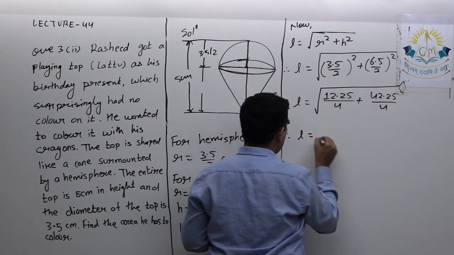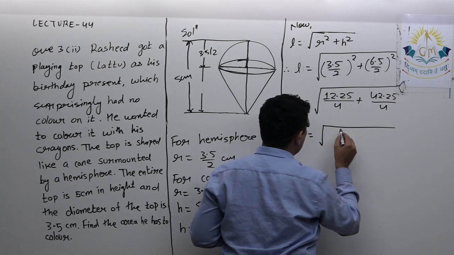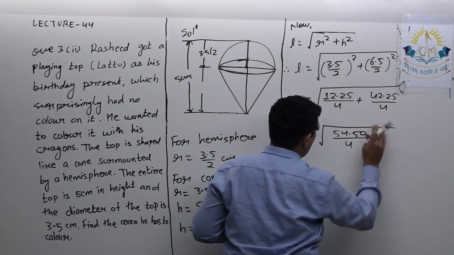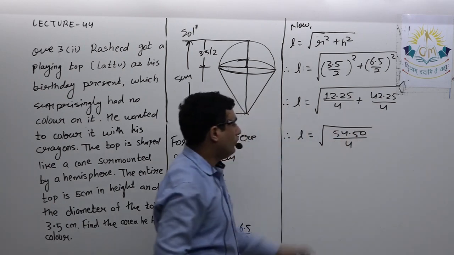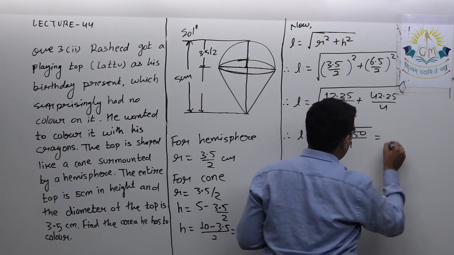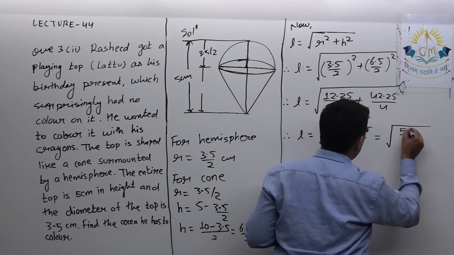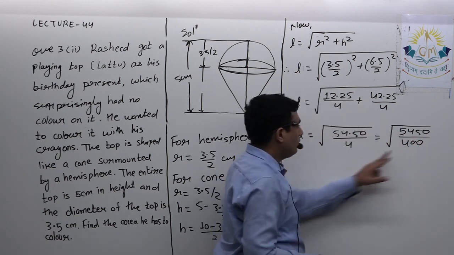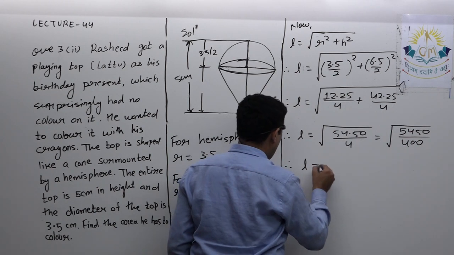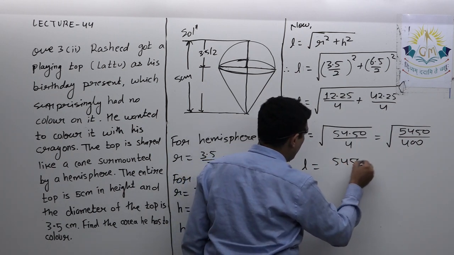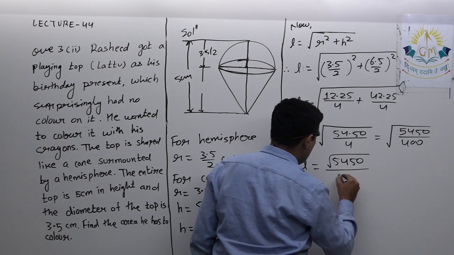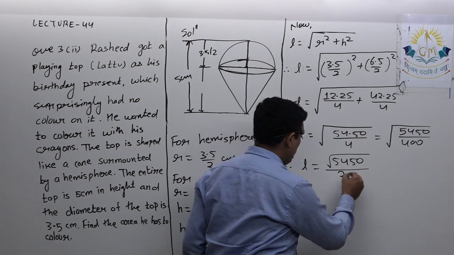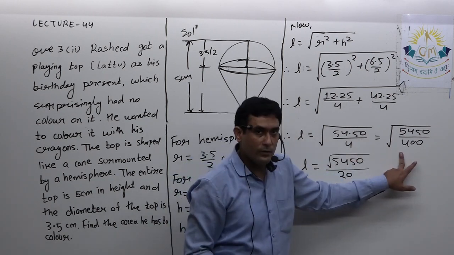Now if I add these two by taking LCM, this will become 54.50 upon 4. Now I have to find square root of this. So this I can write as 5450 upon 400. I took this decimal out, so I got 400. So further I can write L is equal to root of 5450 upon, I can write 20. I took the square root of this 400, this is 20.